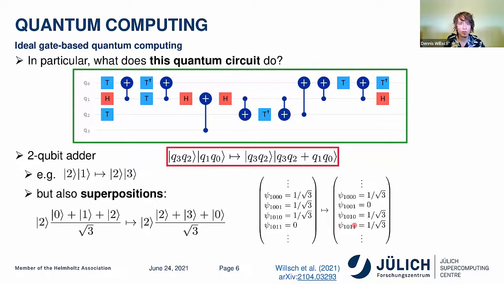And how do we learn why this is the case? One option to learn why this quantum circuit does what it does is to simulate it with JUQCS. And that is what brings us to the simulators now.